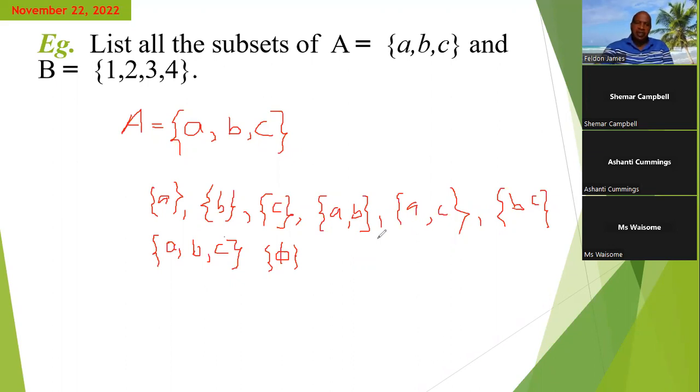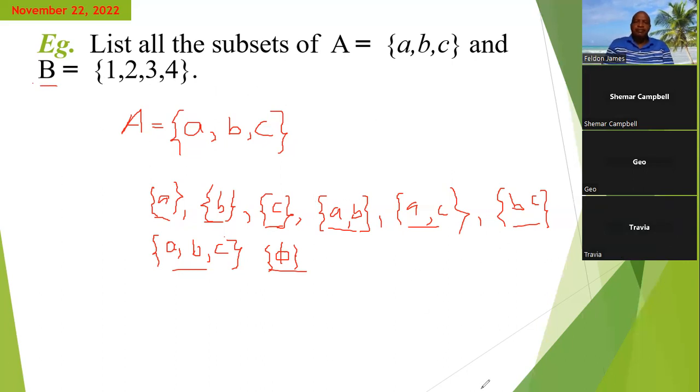How many subsets did we just form? So we have 1, 2, 3, 4, 5, 6, 7, 8. So from this set, we formed 8 subsets. Now you are required to form the subsets of this set B. We formed the subsets of A, but now I'm asking you to find all the subsets that you can from the set B.